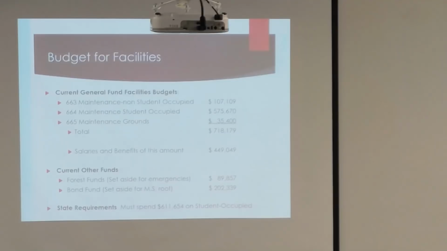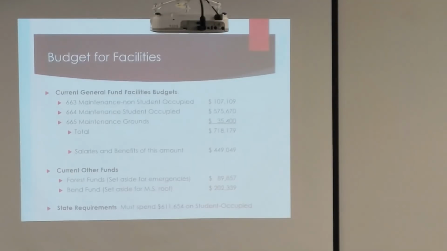So we also have a bond fund, and that's been set aside for the middle school roof, and there's $202,339 in that bond fund. Our state requirement: we're required to spend $611,654 on student occupied facilities each year. You'll notice our number is a little less than that, but we also are spending some of those forest funds, so we're pretty close.